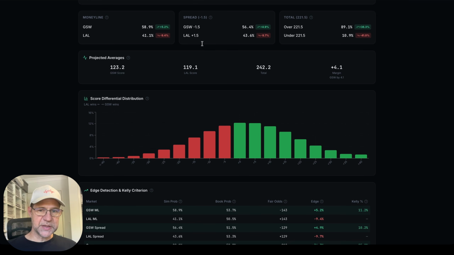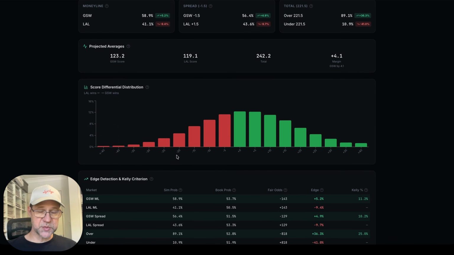Now the simulation has projected the Warriors to score around 123 points and the Lakers 119, for a total of around 242 and a margin of plus 4 points. So that's the Warriors winning by around 4 points. But the averages aren't where the value is. Let's dig into the markets and have a quick look.